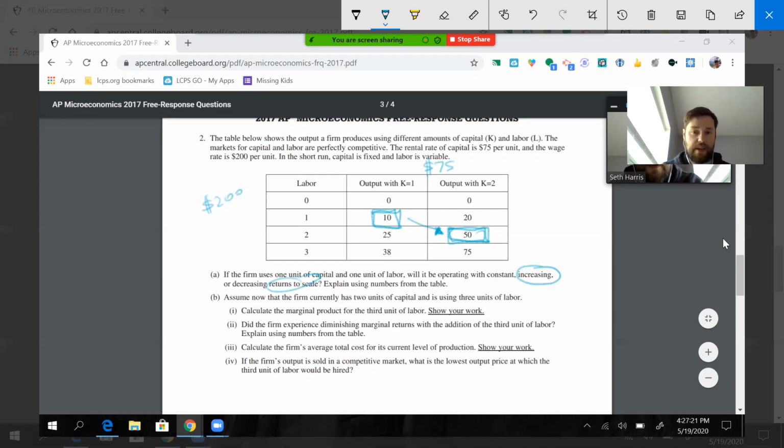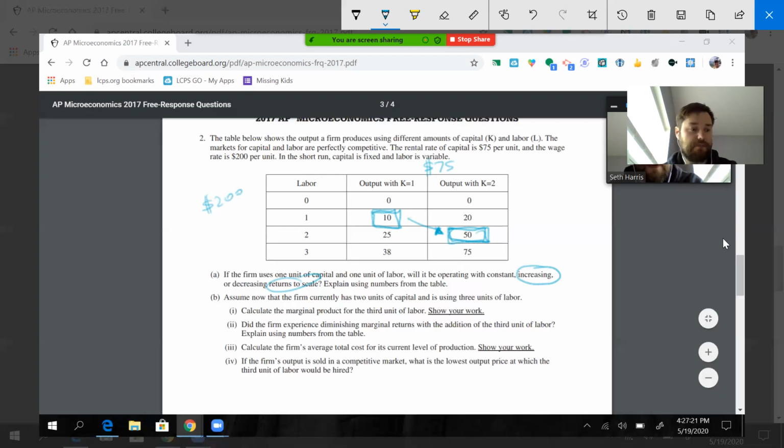Now, if you happen to get exactly double, if you double the inputs and you went from 10 to 20 in terms of output, now that would be a constant return to scale. Let's say you double the inputs from 1 to 2 and you went from 10 to an output of 15. So you did less than doubling on the output, then that would be decreasing returns to scale. So you can see the difference between those 3 components there. Now, I think that's the easier way.